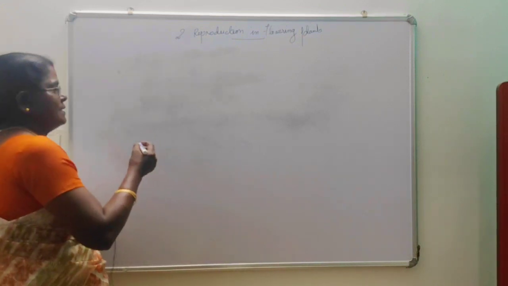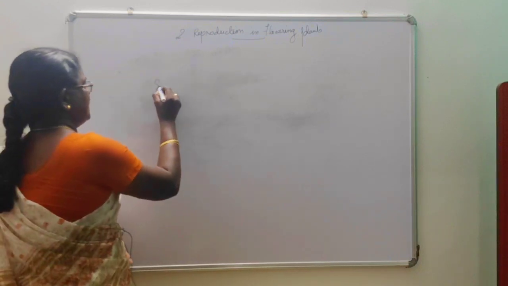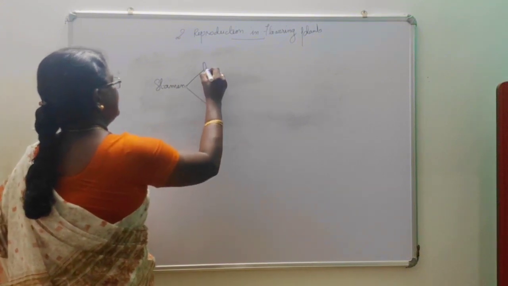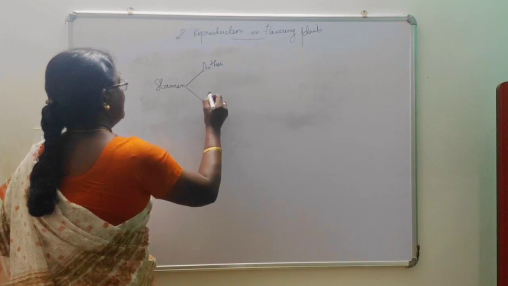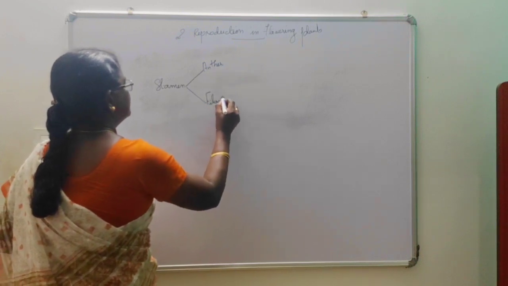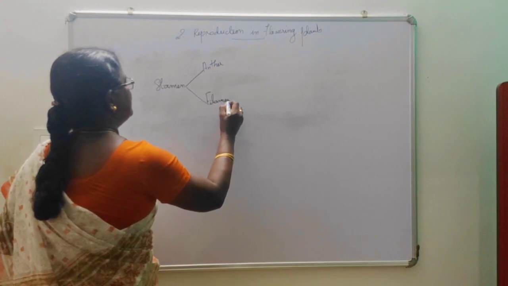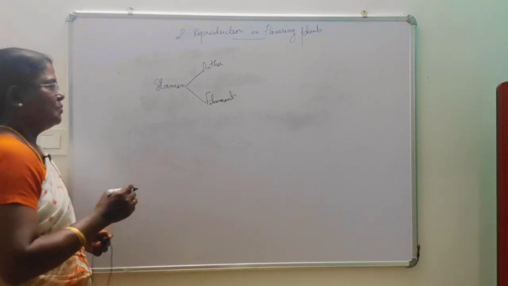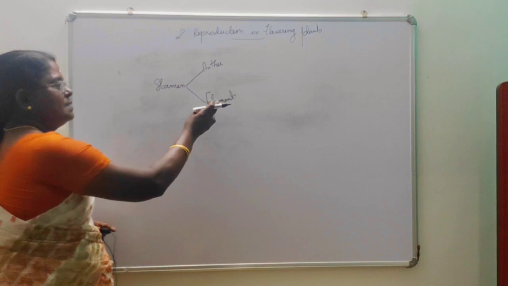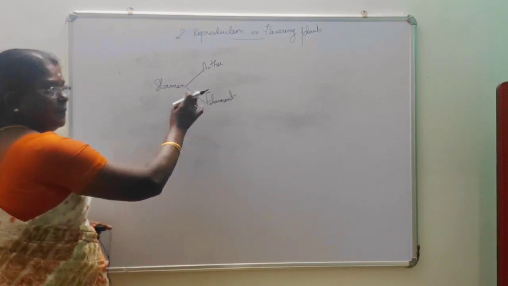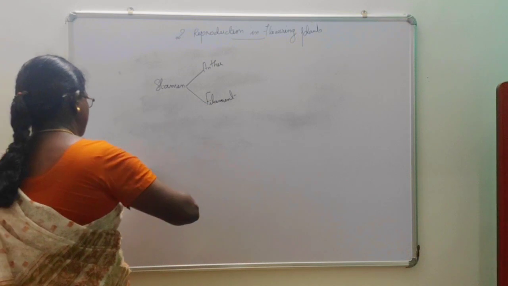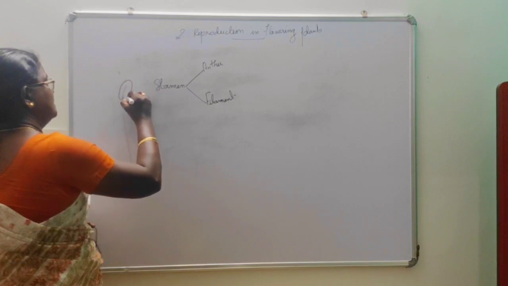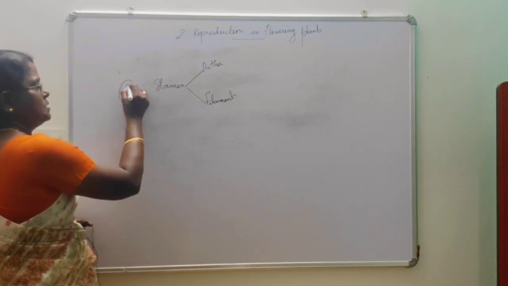Okay, the androecium is formed of stamens. Stamen has two main parts: one is anther, another one is filament. When you see the anther, it is a bilobed structure. This bilobed structure is present at the terminal part of the filament. If you see the stamen, you can see this is the anther, a bilobed structure.